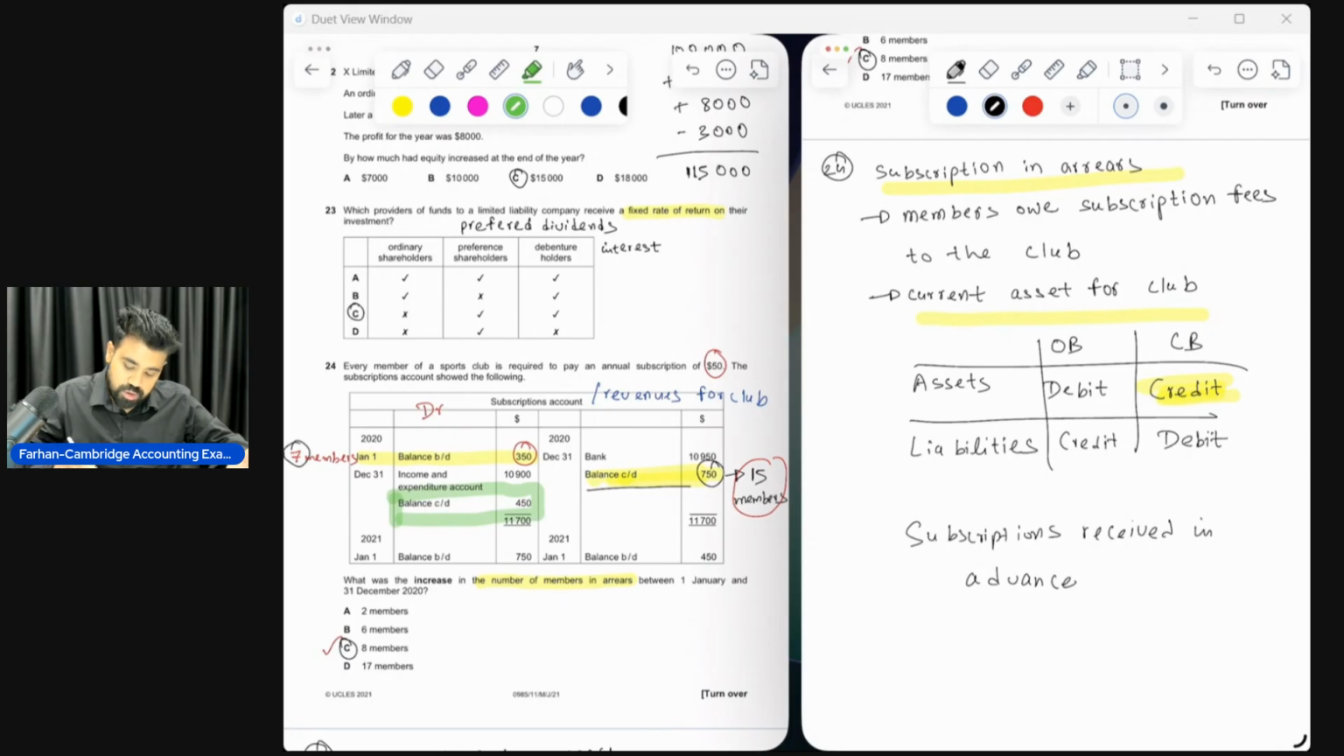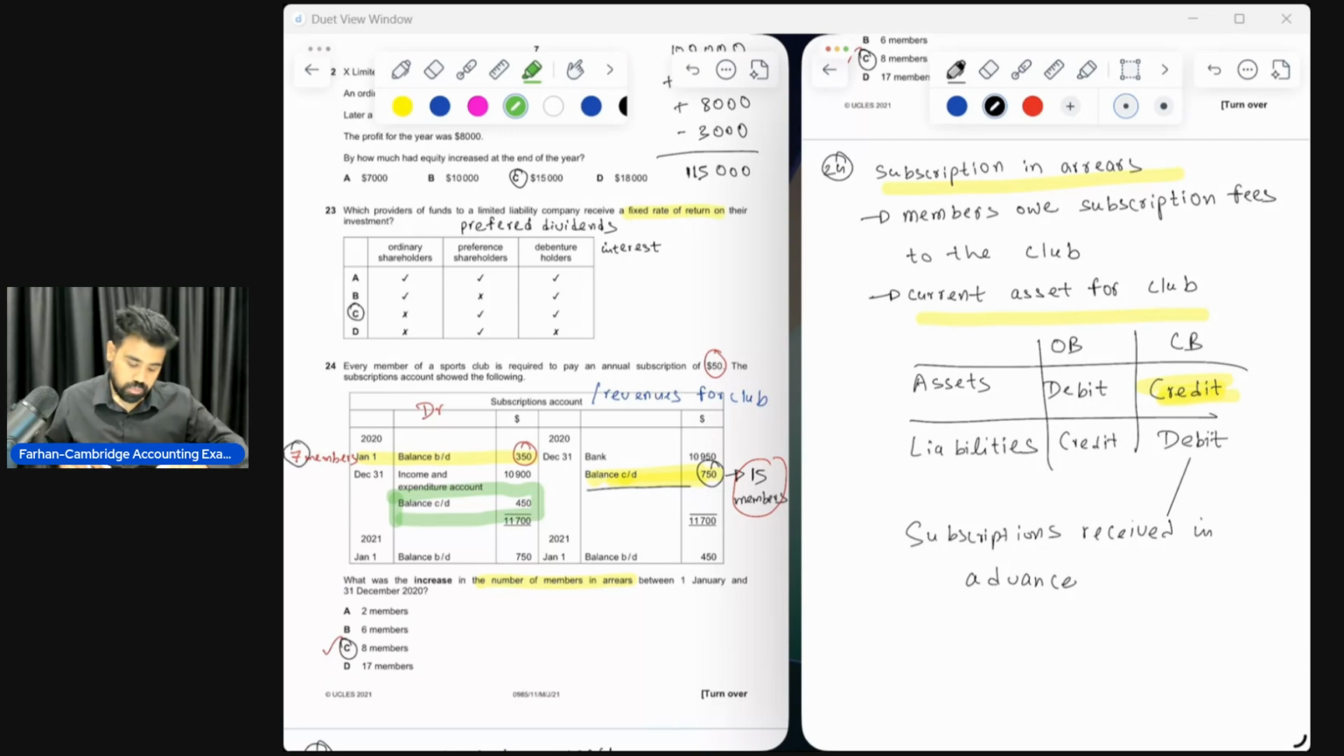And how do we determine that this is subscriptions received in advance? Because it is clearly recorded on the debit side. And how do we know it's a closing balance? Because it clearly specifies balance carried down. So therefore, it must be a liability, okay? So that is not a subscription in arrears. So that's what I need you to understand when you answer this question.